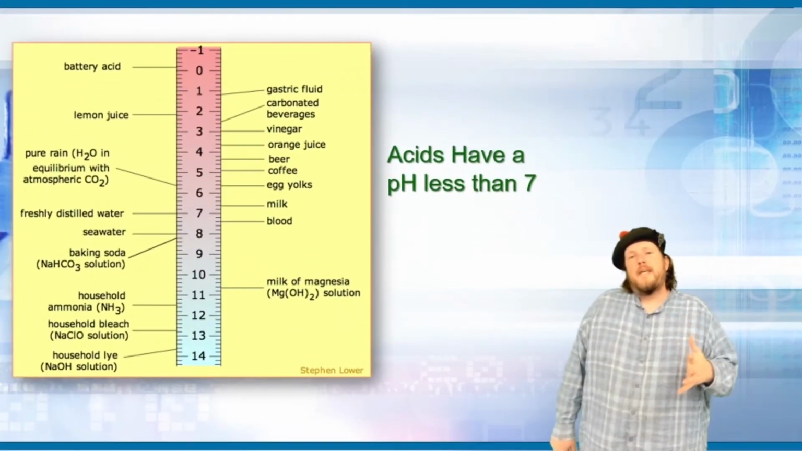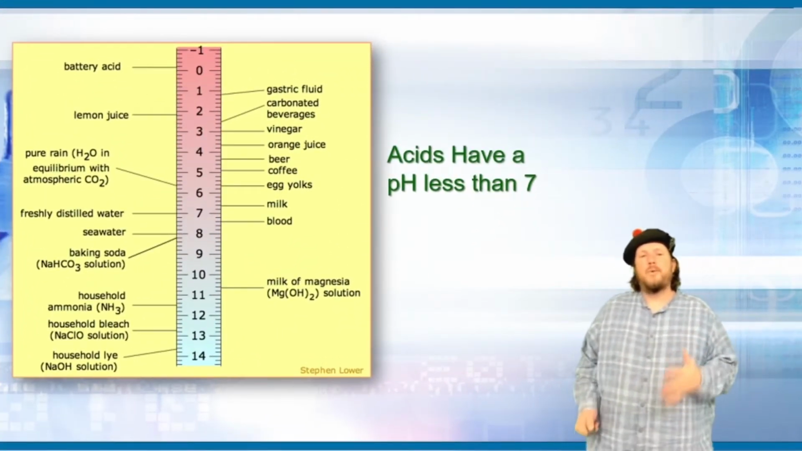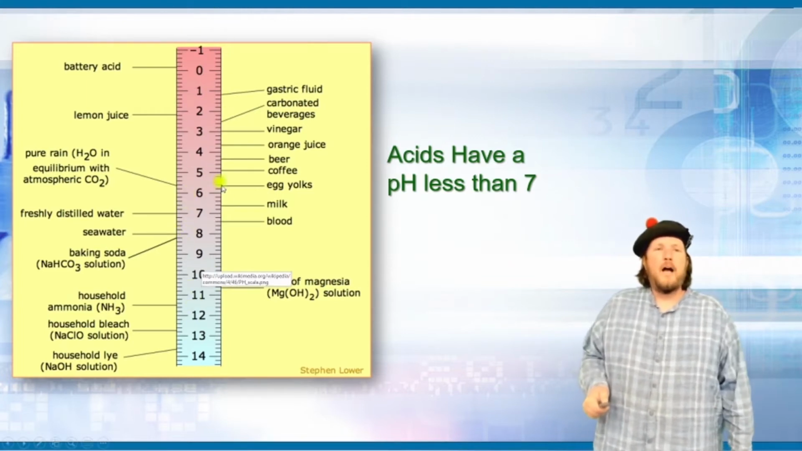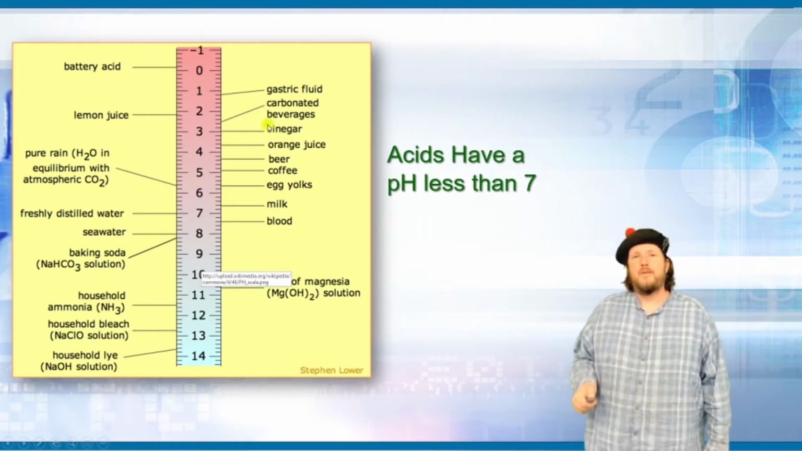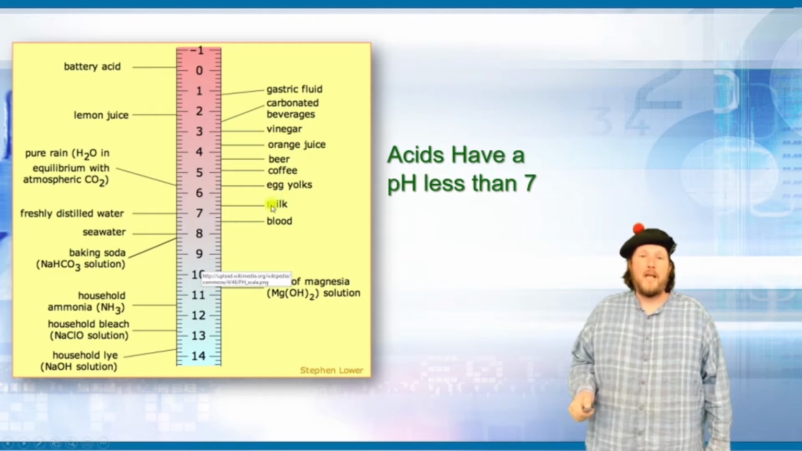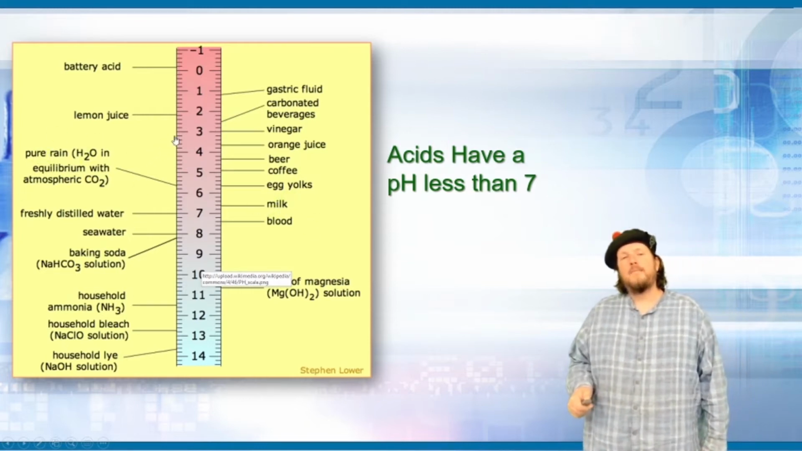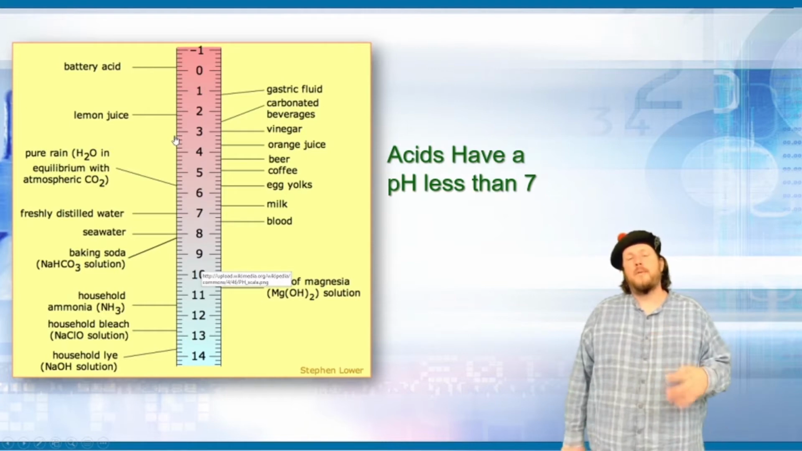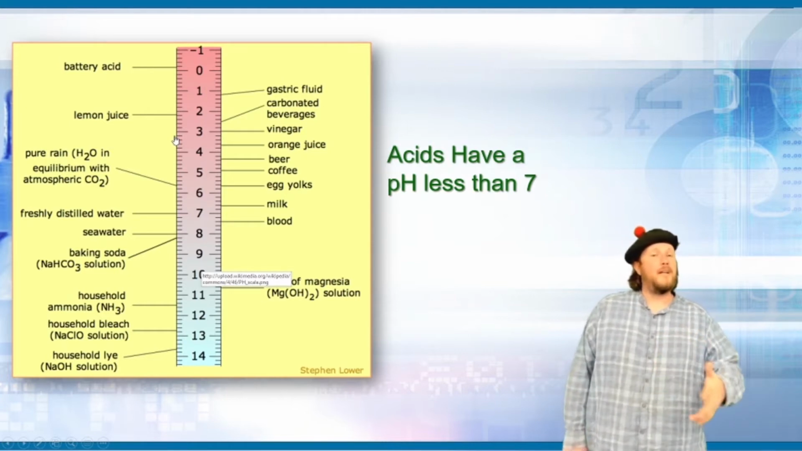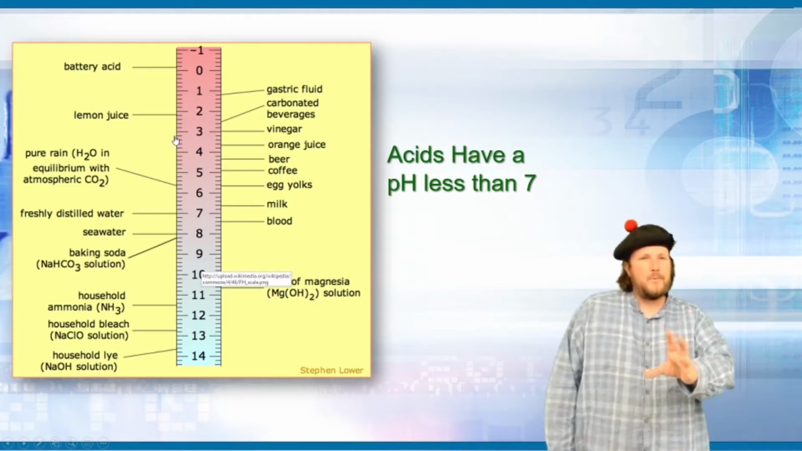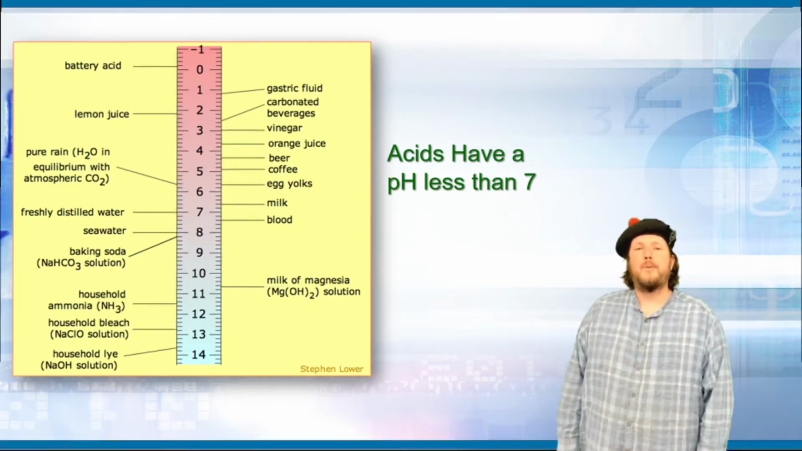Acids have a pH less than 7, so we're looking at things from here down in number. Things like battery acid, lemon juice, gastric fluid, carbonated beverages, vinegar, orange juice, beer, coffee, egg yolks, and milk. Pure rain tends to have a little carbon dioxide dissolved in it, which forms carbonic acid, which makes it slightly acidic. Freshly distilled water should be right at 7, right at neutral.